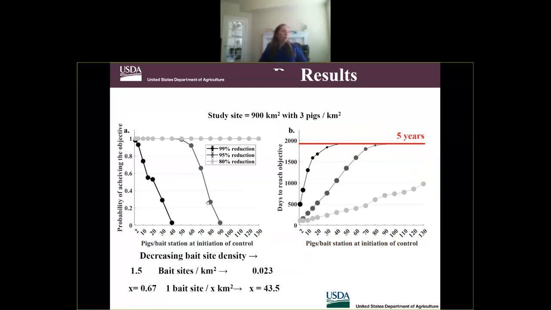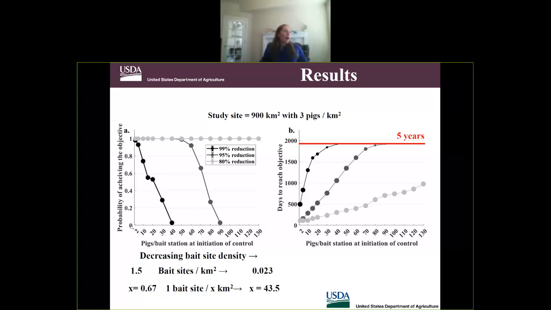So now moving into some results. This plot here is showing you, along the x-axis, the bait station density, so in pigs per bait station. So for example, if you're going so many bait sites that you have like 2 pigs per bait site, all the way up to like 130 pigs per bait site. And this is equivalent, if you want to think in different metrics, on this end of the axis, to like 1.5 bait sites per kilometer squared. Or if you think in terms of like bait sites per kilometer squared, so 1 bait site per 0.67 kilometers squared. So these are just sort of different ways of thinking about the same thing.